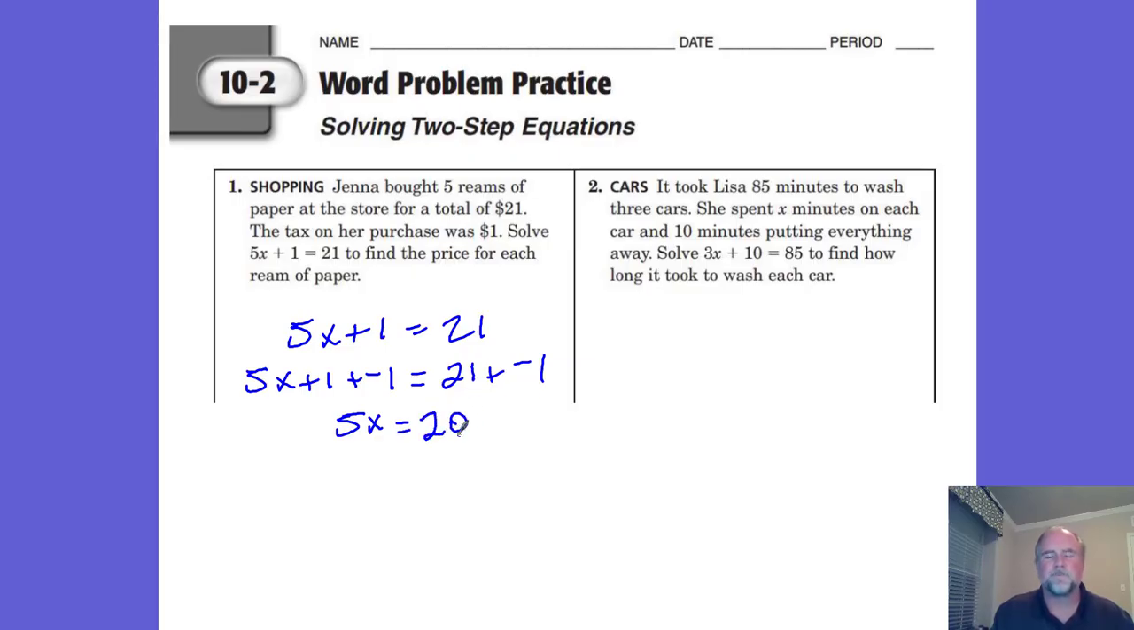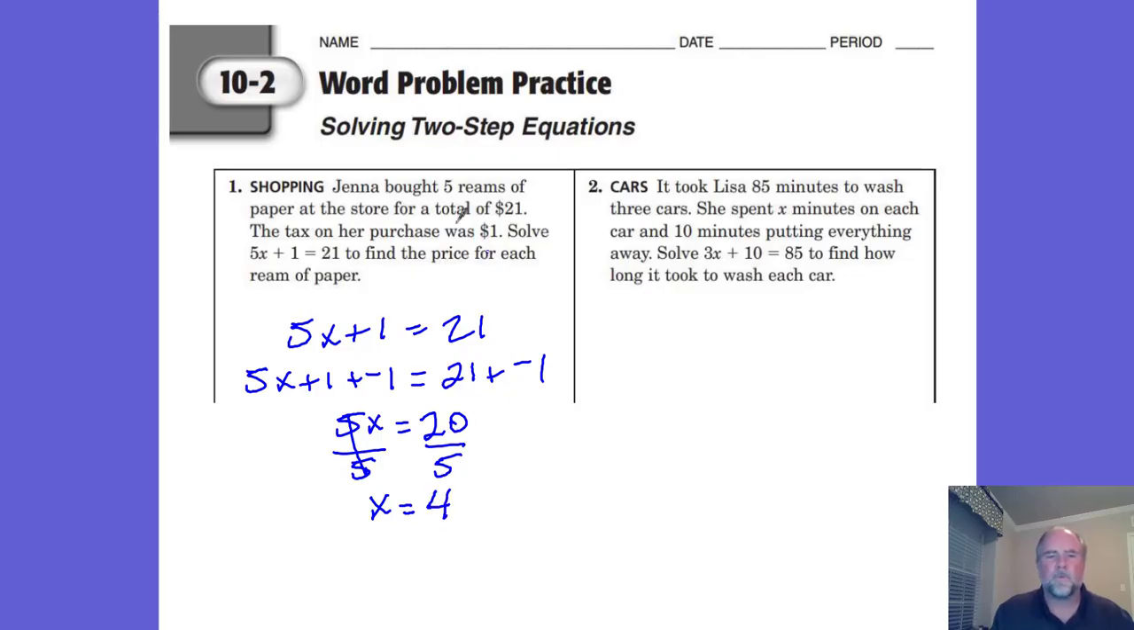So now we're ready to get rid of the multiply and divide. So we get rid of a multiply by 5 by doing a divide by 5. So I divide by 5 on both sides. So these two 5's will cancel out and leave us with 1x, because 5 divided by 5 is 1. So we end up with x is equal to, and then 20 divided by 5 is 4.